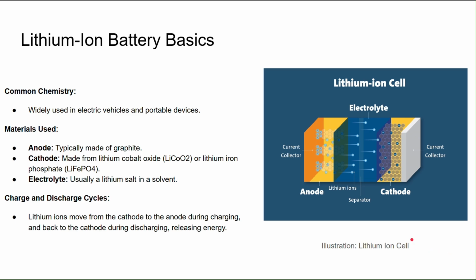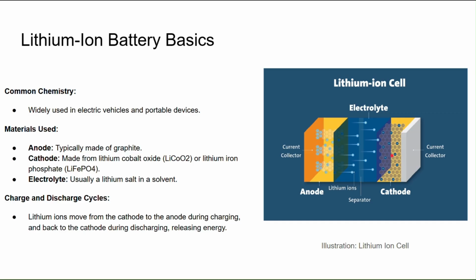So next up, we have the essentials of lithium-ion batteries, which power everything from electric vehicles to our everyday devices. Lithium-ion batteries rely on chemistry that lets them efficiently store and release energy. The anode, where lithium ions are held during charging, is typically made of graphite, a material that's great at capturing these ions. Over on the cathode side, we often find materials like lithium cobalt oxide or lithium iron phosphate.